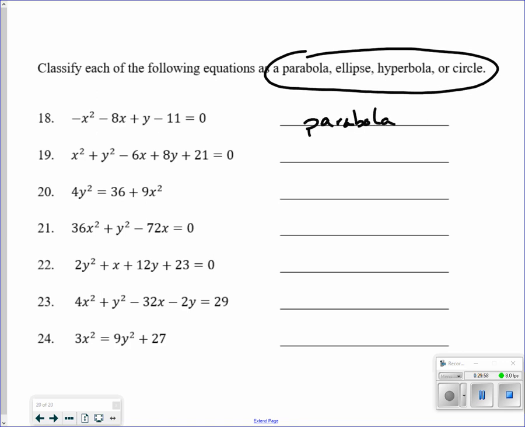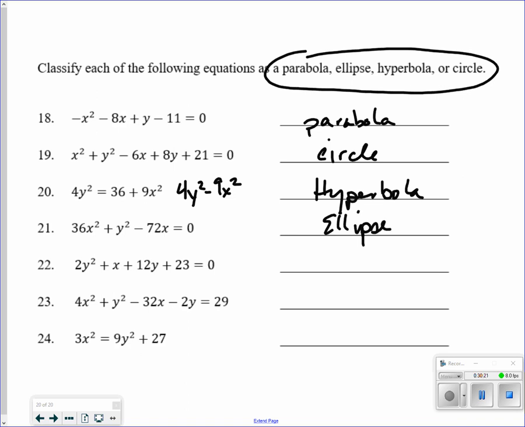The second one has an x squared plus a y squared with the exact same lead coefficients. That's a circle. When I put both the x squared and the y squared on the same side, it's a minus sign, which makes it a hyperbola. Next one, an x squared and a y squared, but the coefficients in front of them are different. That makes it an ellipse.